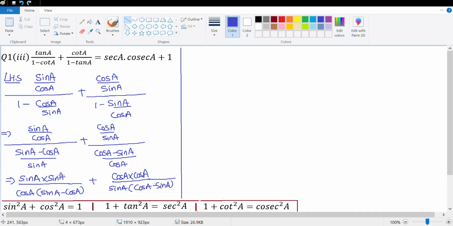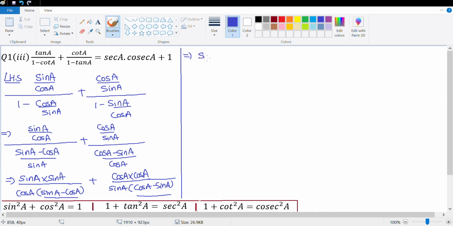Well, I have the option of changing sine square into 1 minus cos square, but I don't think it is helping me anyhow. So let me just see if I can take LCM. Before taking LCM, I realize this is sine A minus cos A and this is cos A minus sine A. So like in the previous video, I can change the sign, so I can convert this into sine A minus cos A by taking a negative sign outside. So let's just do that.